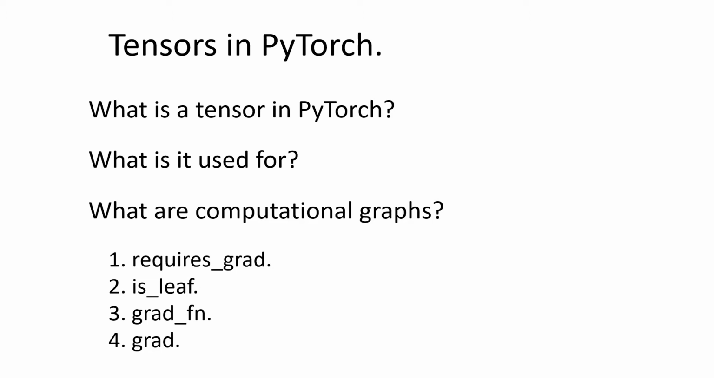So the four aspects that we are going to look at: two of them in this video and two of them in the next video. The first one is requires_grad and the second one is is_leaf. These are the two parameters that we are going to look at in this video, and the next two we are going to look at in the next autograd video.